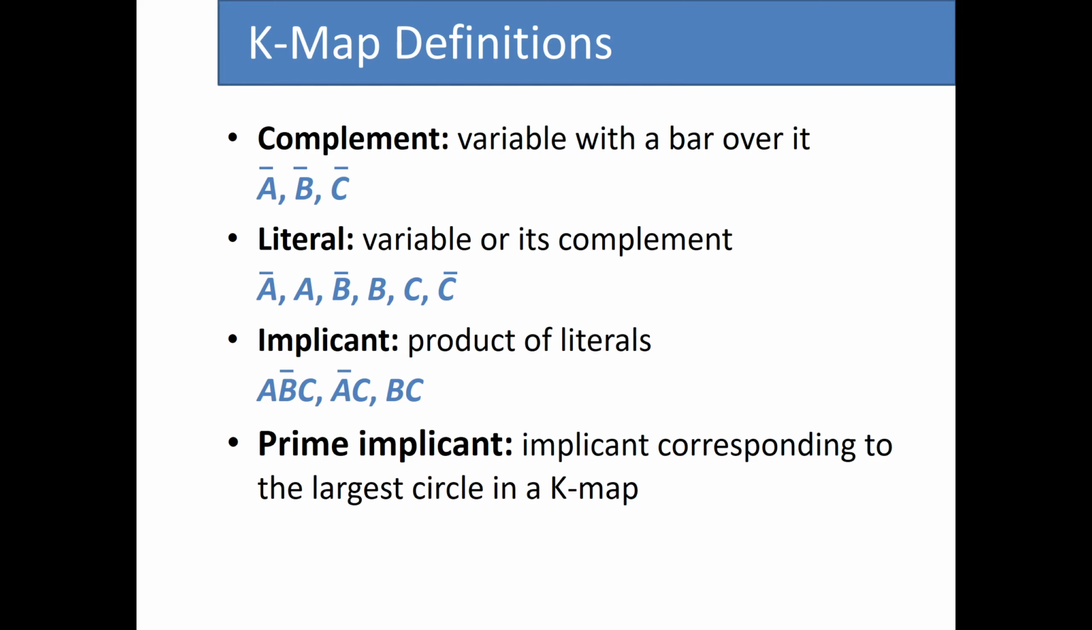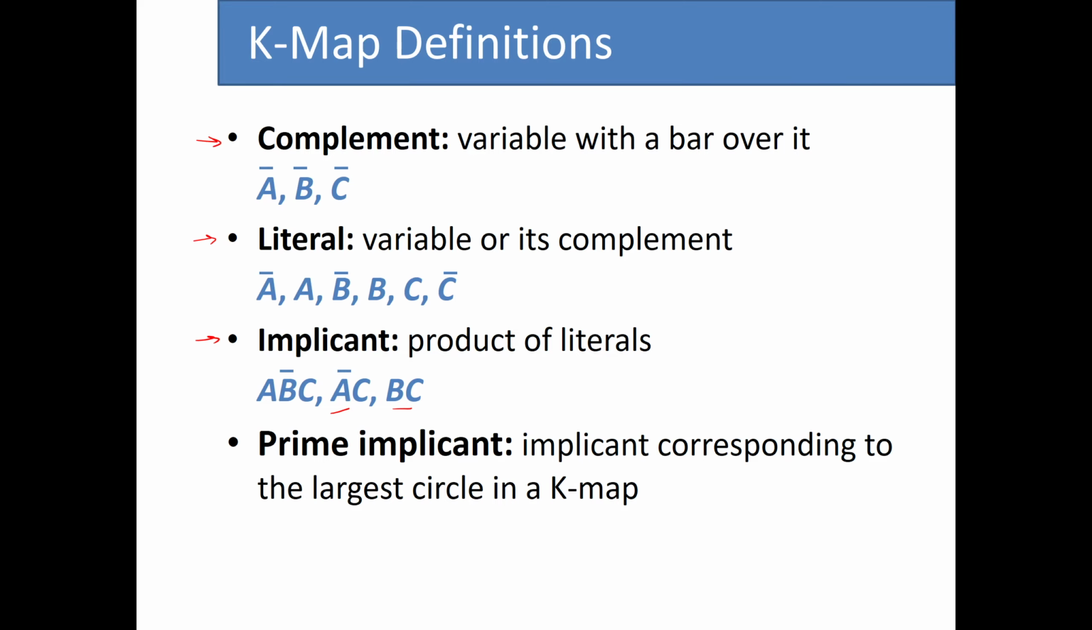We had the definition for the complement, which was a variable with a bar over it. So A bar, B bar, C bar. We had the definition for literals, which was a variable or its complement. We have the definition for implicant, which is a product of literals. So implicants basically contain all the min terms, but you can have implicants that are not necessarily all the possible min terms.